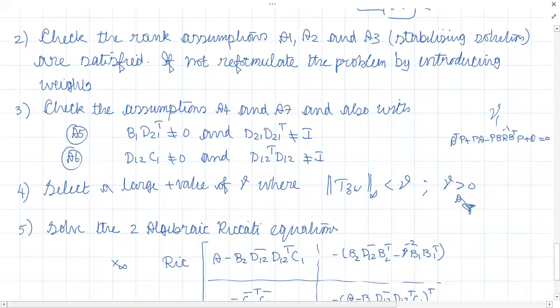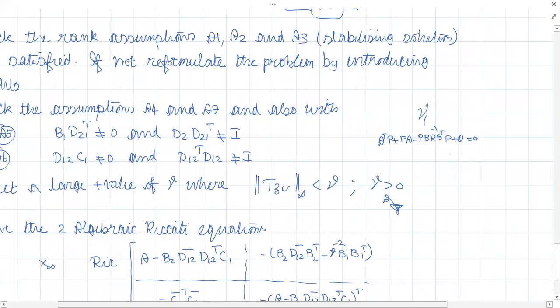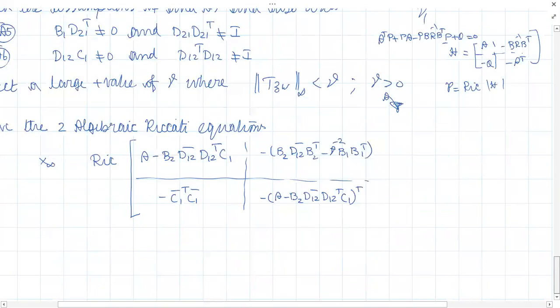Okay, so here we had formulated our Hamiltonian. If you remember, what was the Hamiltonian matrix? Hamiltonian was A, then minus B R inverse B transpose, minus Q and minus A transpose. Right? So what was the P? P was the solution. How would you have got the P matrix? You have to solve for the Riccati equation comprising this Hamiltonian. When you solve for this, you will get your solution X infinity, and X infinity is the solution to the controller.